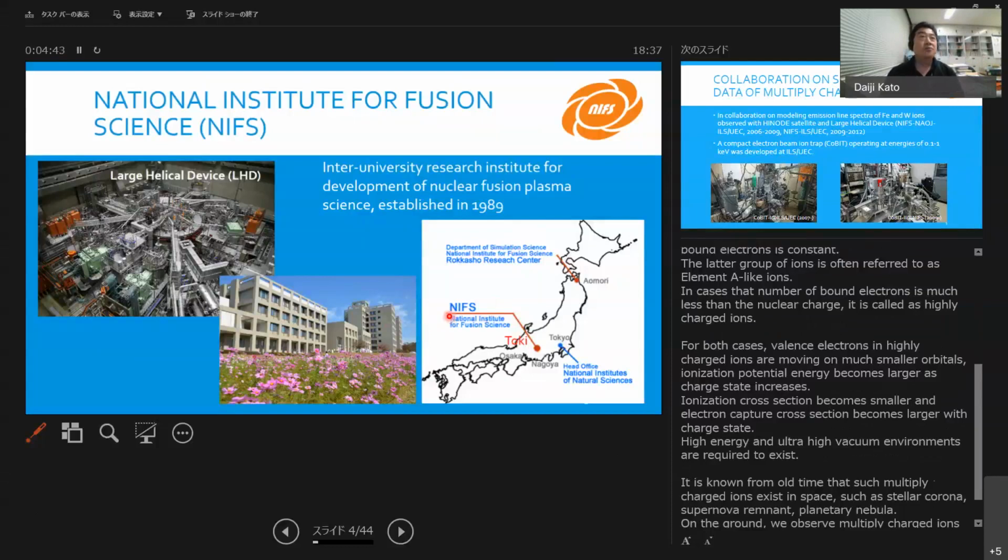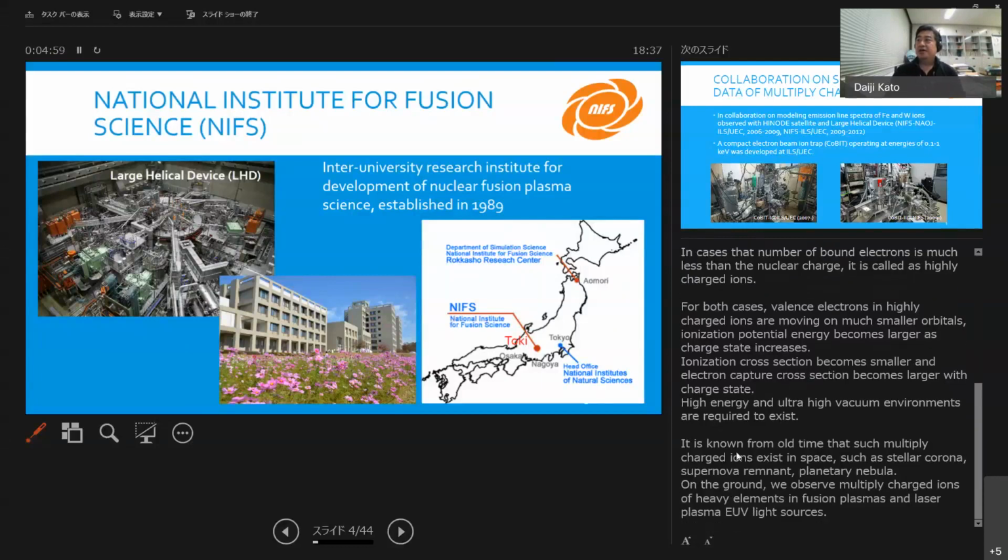It is known from a long time ago that such multiply charged ions exist in space, such as stellar corona, supernova remnants, and planetary nebulae. On the ground, we observe multiply charged ions of heavy elements in fusion plasmas and laser plasma UV light sources.